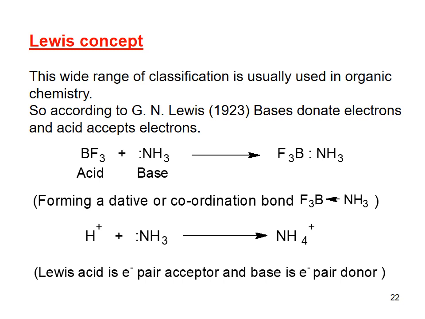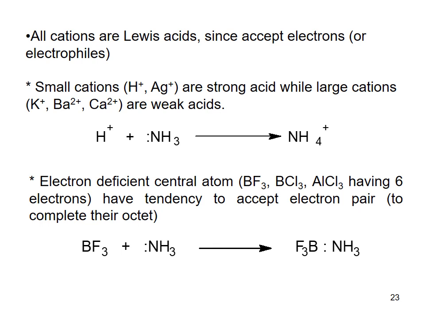Since ammonia is donating electrons to the electron deficient BF3, you can use a dative or coordination bond from ammonia towards BF3. Another example, you can take simple H+ and ammonia. H+ is electron deficient, so it can accept the electron pair, so it becomes an acid, and NH3 is an electron pair donor, so ammonia is a base. So generally we can say that all cations are Lewis acids, because since they are electron deficient, they can accept electrons, or they are electrophiles.